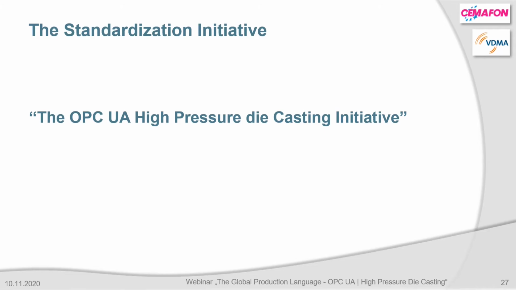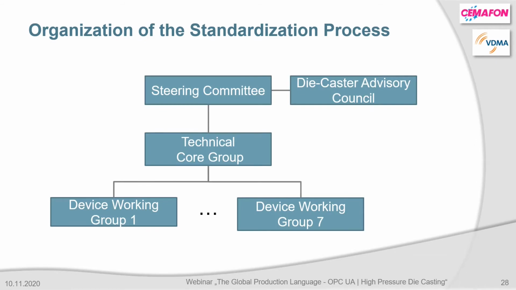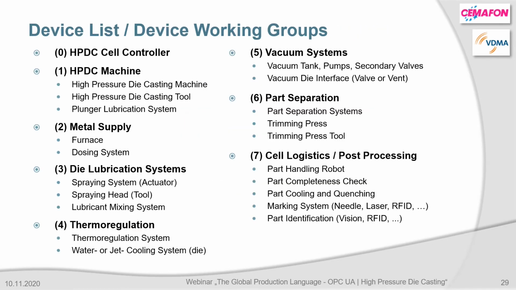Okay, how does our standardization initiative look? We have a technical core group which is doing a lot of definition work. We have working groups for the different devices or device groups, like you see here. We have a die-caster advisory board, which is bringing the customer view into our standardization process. These different device working groups are aligned on the different device classes inside of our plant, as there are seven different groups here.